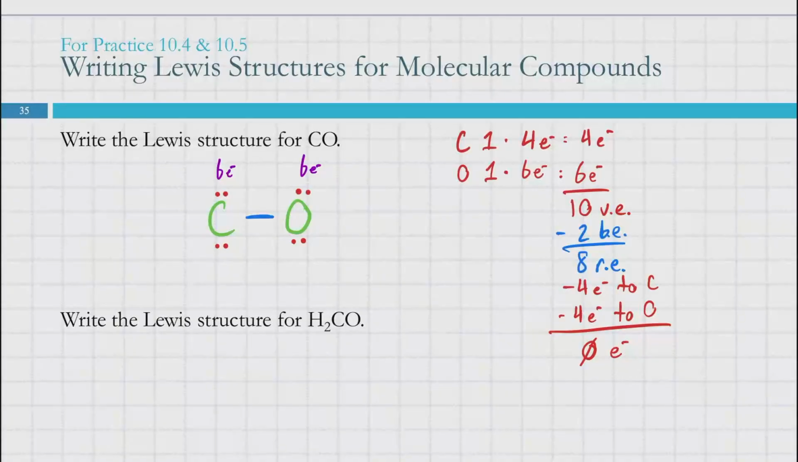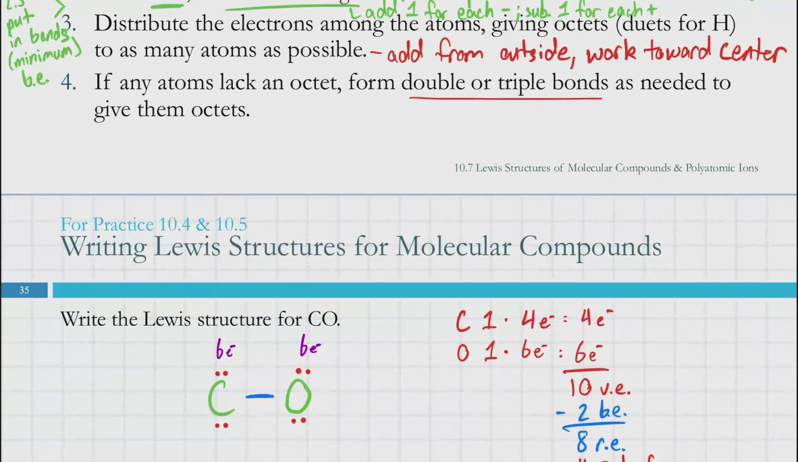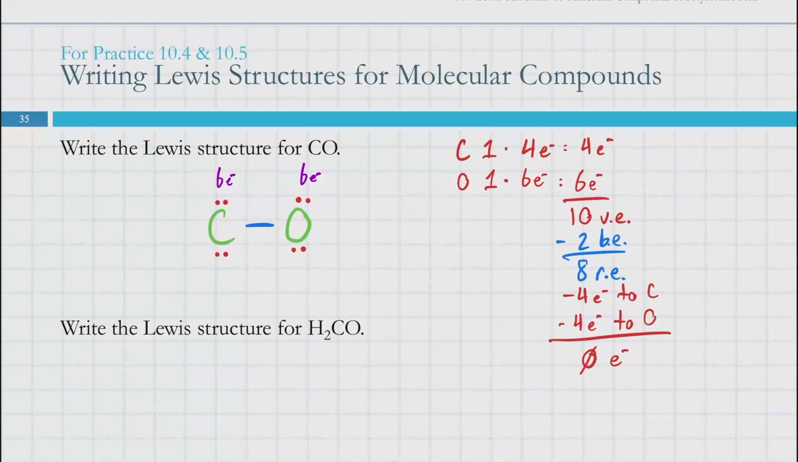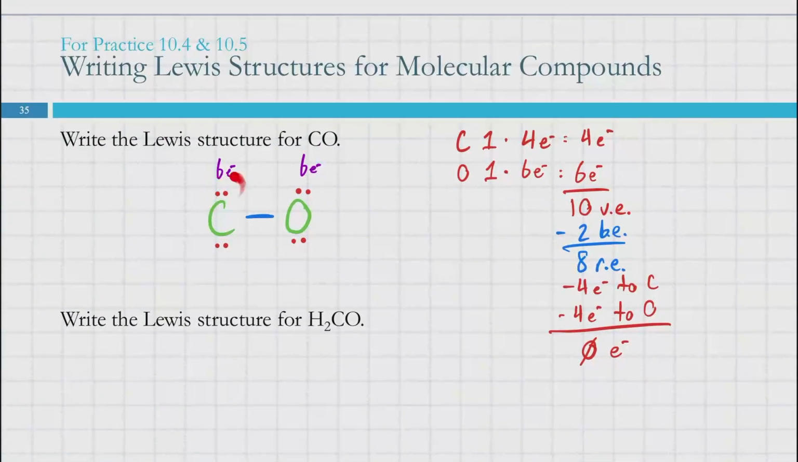How can we get them to have more electrons? We've already placed all our electrons. Carbon needs more electrons, oxygen needs more electrons. What could we possibly do? Step 4. Form double or triple bonds as needed to give them octets. So we can take these lone pair electrons. Carbon is currently hoarding these 2 electrons, oxygen's hoarding 4 electrons as well. We can move some of those electrons in to form bonds.